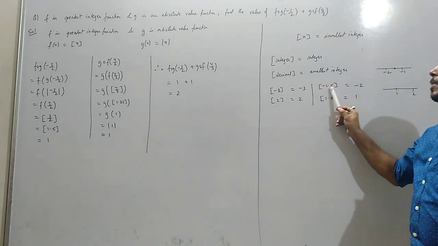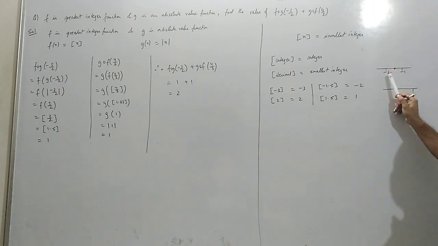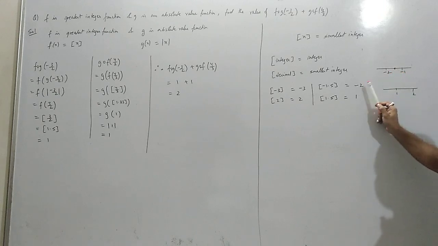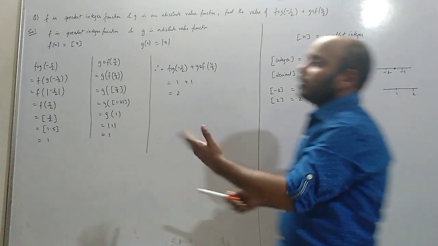But third bracket minus 1.5 is a decimal. So minus 1.5 lies between minus 2 and minus 1. Right? That you know. So out of these two, which is the smallest number? Minus 2. The smallest integer is minus 2, so the answer is minus 2. But 1.5 lies between 1 and 2. Out of which is smaller? 1. So let's do this one now.